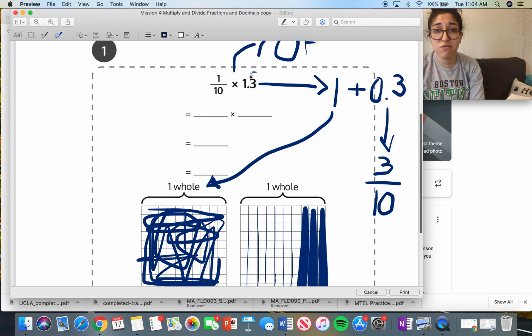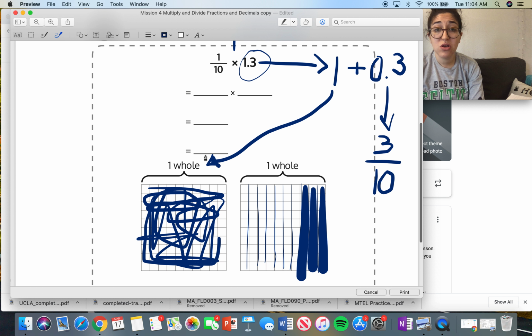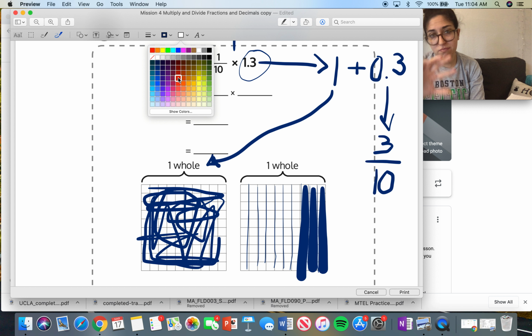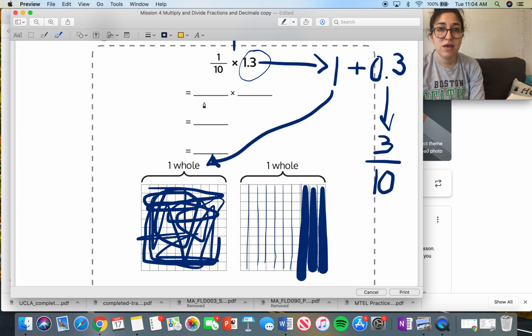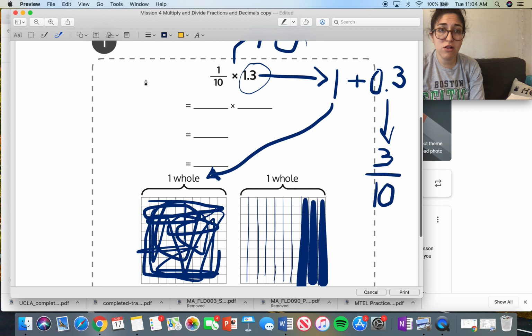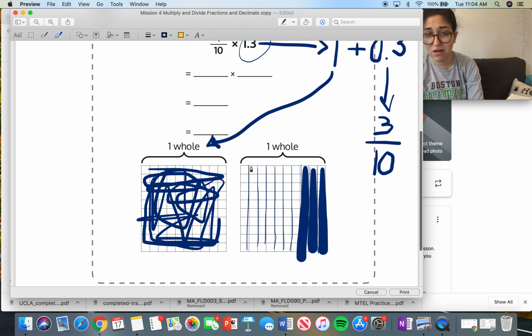But that's just to figure out what 1.3 looks like. I still need to take 1/10 of that. So now I'm going to flip onto the other side, if you will, and I'm going to count out 1/10 of all of this. Now we already figured out that the lines going across, they were 10, and I can see that here too. 1, 2, 3, 4, 5, 6, 7, 8, 9, 10.